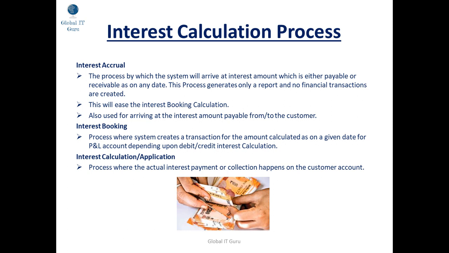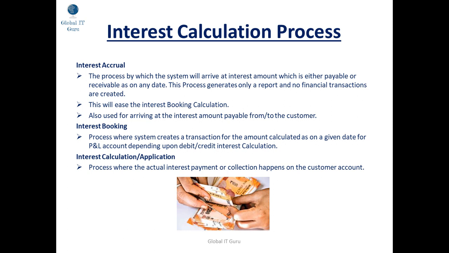Now coming to the interest booking part. This is the interest booking process where the system creates a transaction for the amount calculated as on a given date for the profit and loss account depending upon debit or credit interest. This interest booking happens between the GL accounts, we can say the office accounts. As per the product configuration, this happens just before the interest application. Suppose there is a monthly interest cycle, then on month end this interest booking will happen, and on the same date some accounting entry will happen. Those accounting entries we will see in upcoming slides.